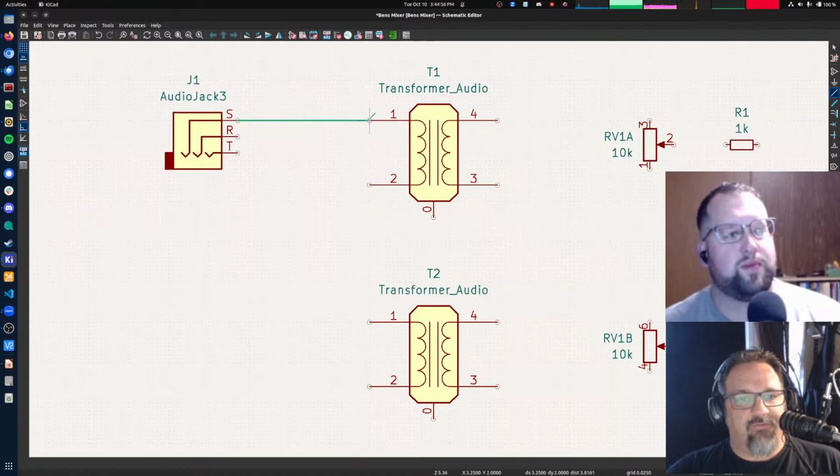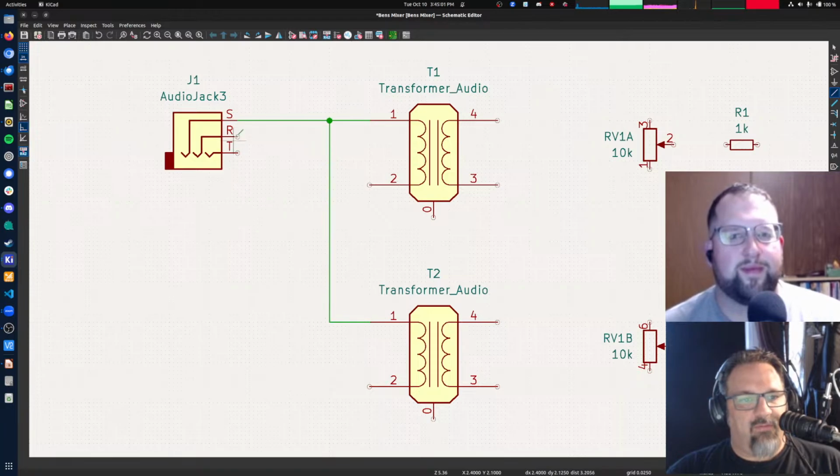Shield is our ground, so I will connect this to both of our primary inputs, and we'll call this the right channel, and we'll call this the left channel.